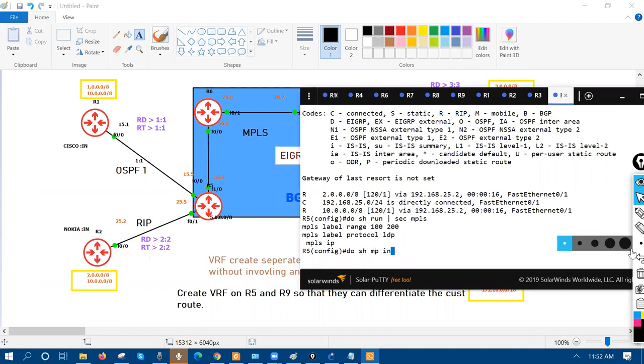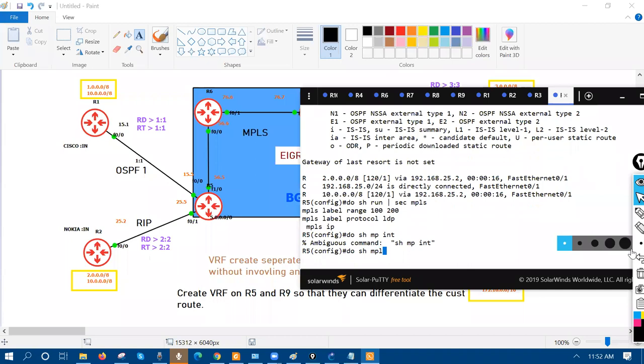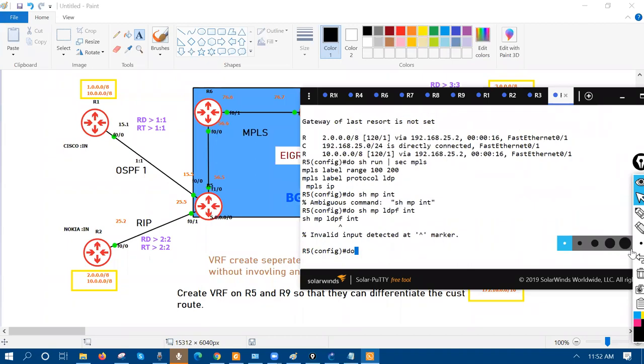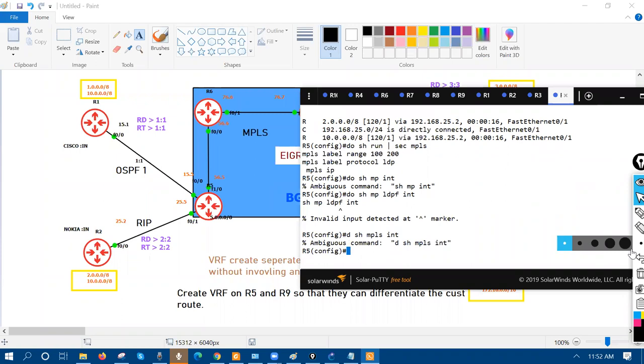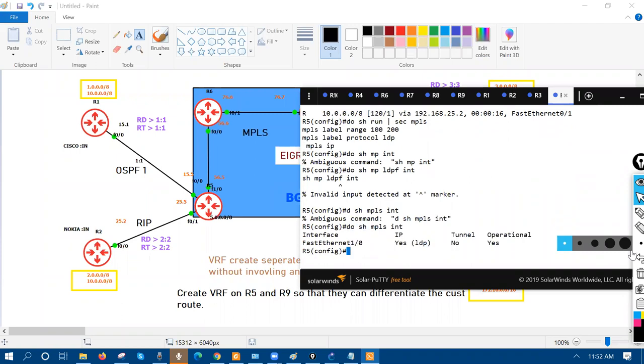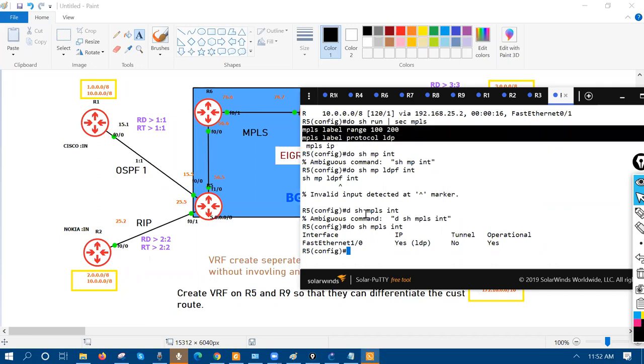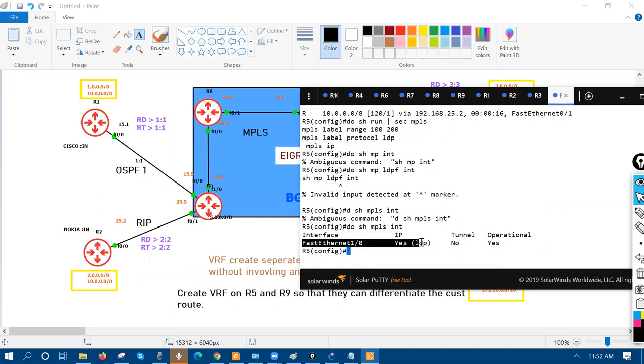do show MPLS interface. So I'm going to advertise the label from this range. Label protocol LDP is the default, so this is an optional command. This is also an optional command. If you want to include it, you can include it, otherwise it's optional. The interface is enabled with LDP. Right? On R6 now.